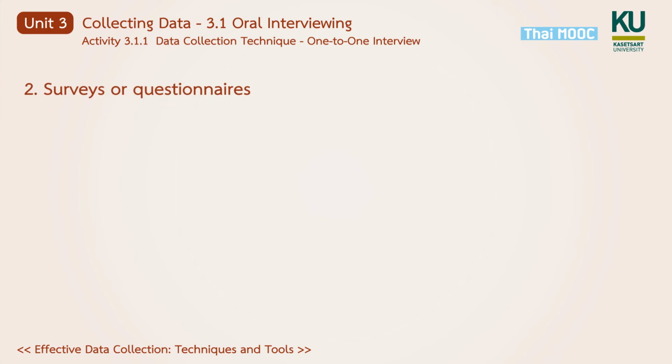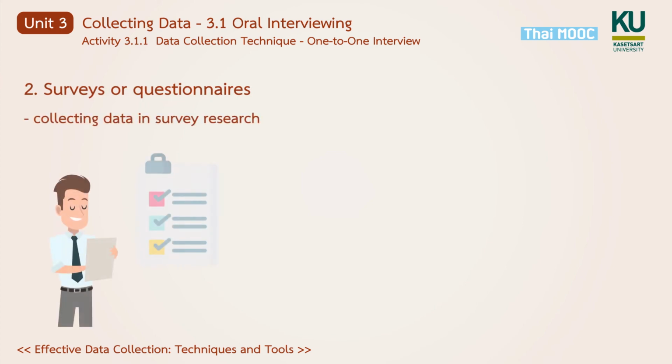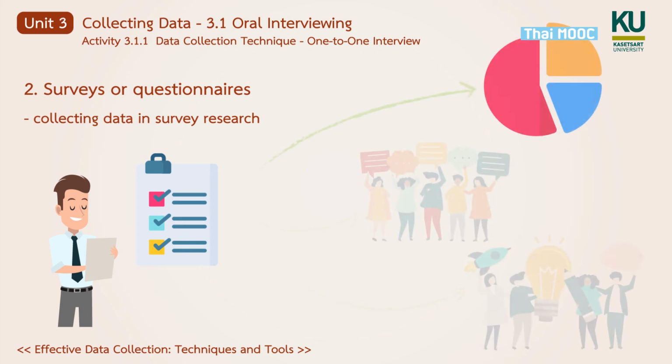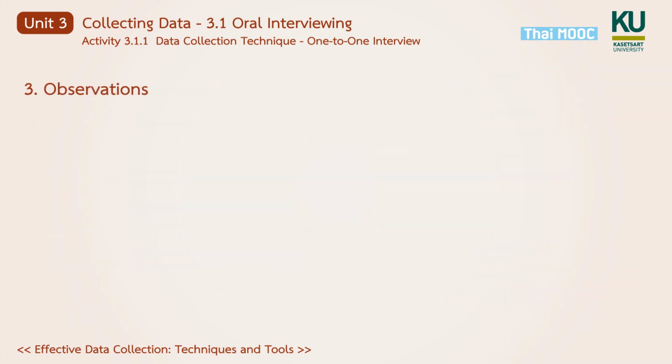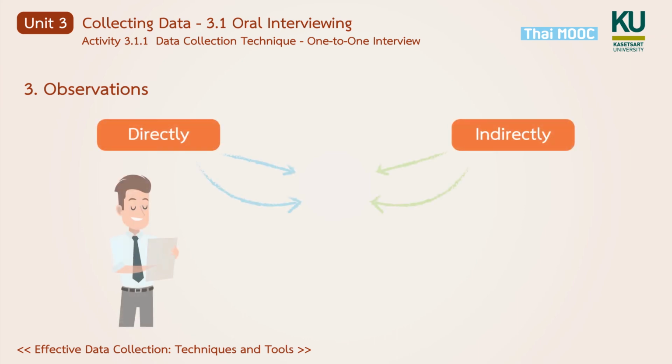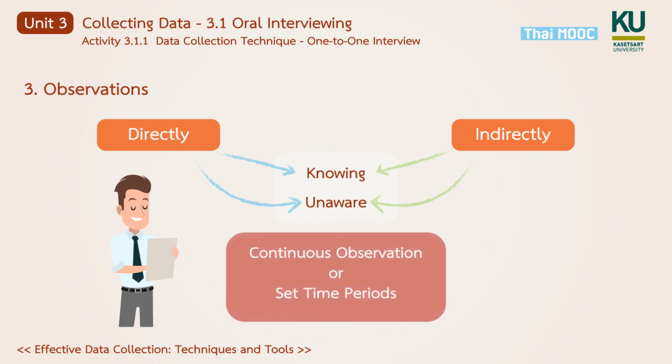Number 2. Surveys or questionnaires. Surveys or questionnaires are used for collecting data in survey research. They usually include a set of standardized questions that explore a specific topic and collect information about demographics, opinions, attitudes, or behaviors. Number 3. Observations. This can be done directly or indirectly, with the subject knowing or unaware that you are observing them. You may choose to collect data through continuous observation or via set time periods, depending on your project.